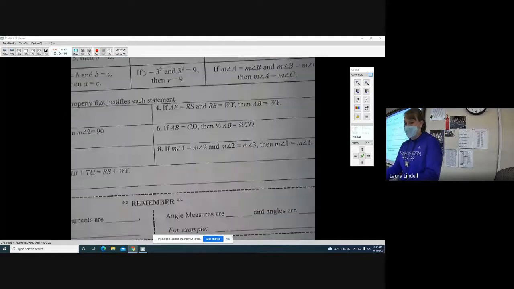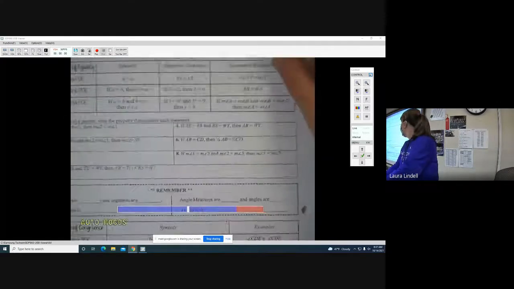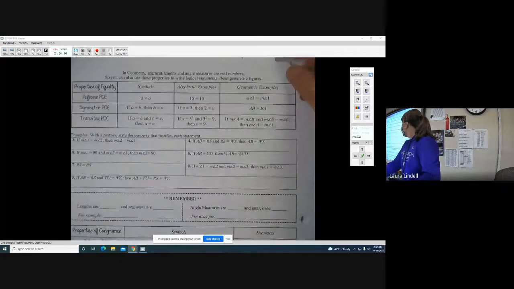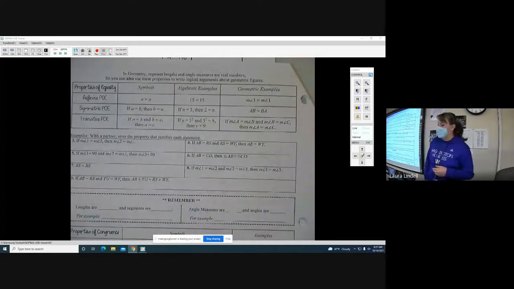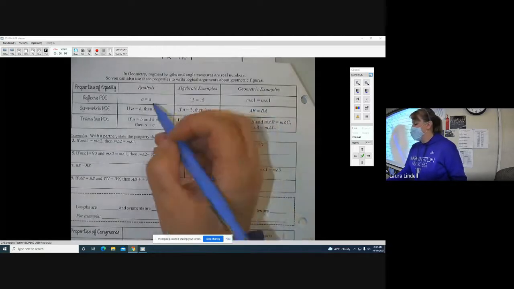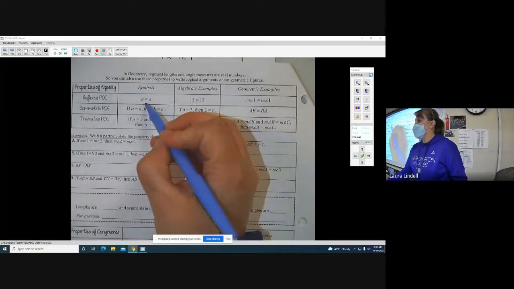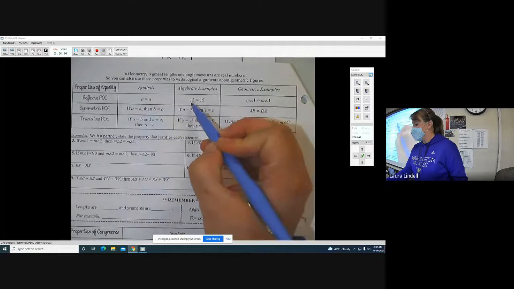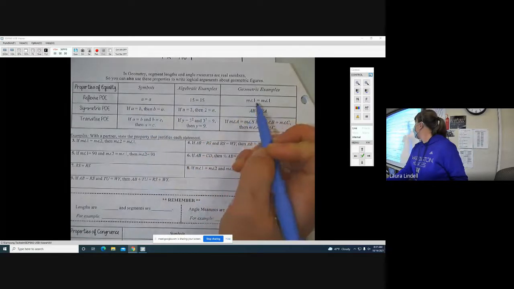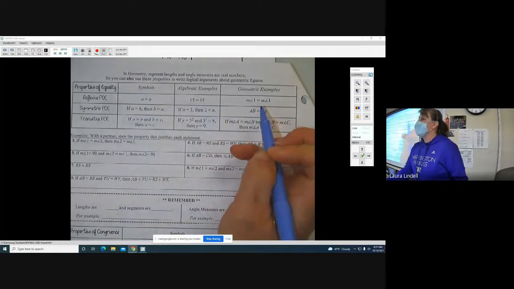Three more properties. And I'm going to zoom out a little so we can see them. Okay. So in geometry, these properties are going to be used a lot more often. We have 3 properties: the reflexive property of equality, the symmetric property of equality, and the transitive property of equality. So here they are. The reflexive property, sometimes I think of as kind of the duh property. It's A is equal to A, or something is equal to itself, like 15 is equal to 15, or angle 1 is equal to the measure of angle 1.